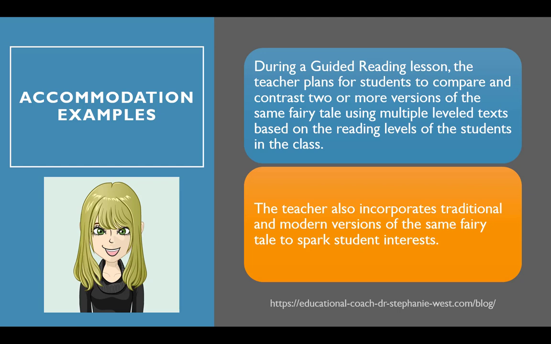Here are some examples of how to make accommodations. During a guided reading lesson, the teacher plans for students to compare and contrast two or more versions of the same fairy tale using multiple leveled texts based on the reading levels of the students in the class. The teacher also incorporates traditional and modern versions of the same fairy tale to spark student interest.